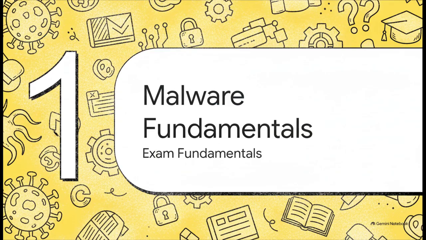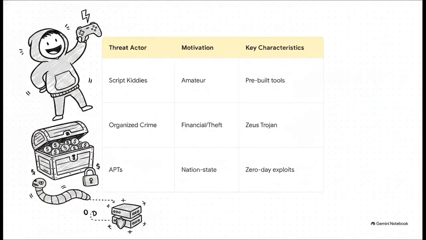Let's jump right into Section 1, Malware and Exam Fundamentals. Understanding the source and the evolution of malicious code is entirely foundational for anyone working in security operations. First up, let's talk about who is actually writing this code. The CISSP exam heavily tests your ability to distinguish between distinct threat profiles, their motivations, and their key characteristics.